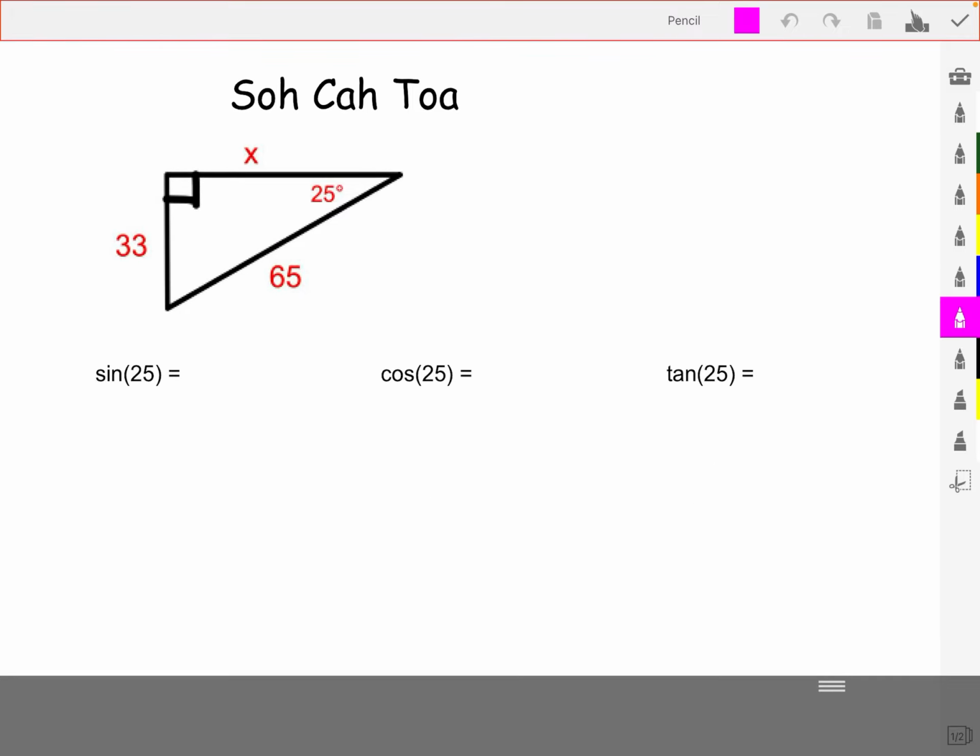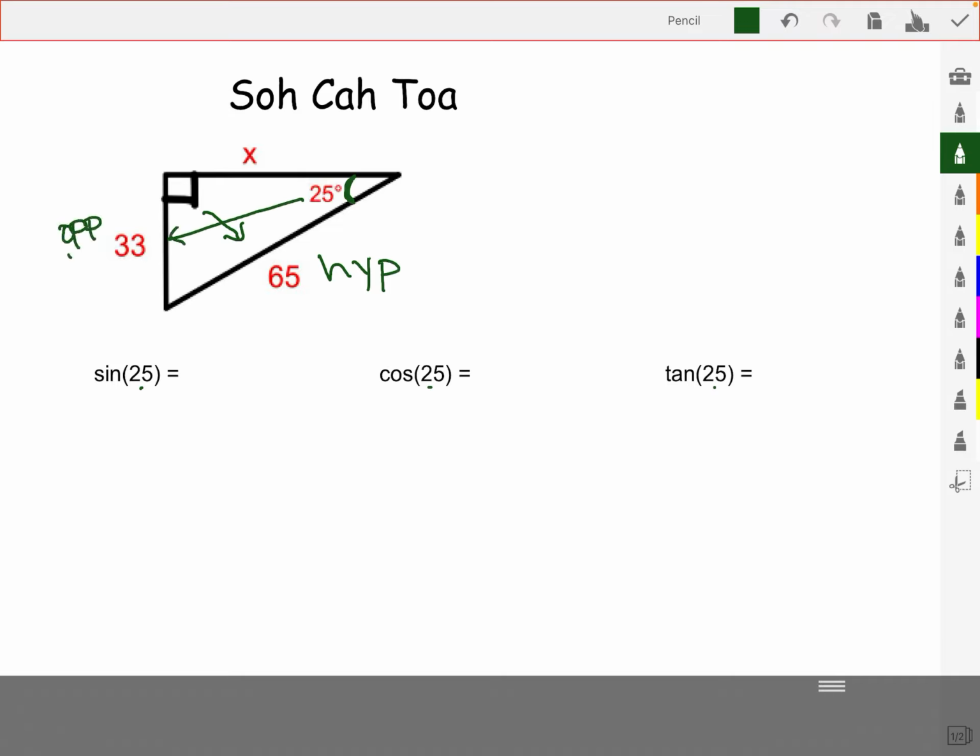Okay, let's do one more. So SOHCAHTOA. This time I'm referencing this 25-degree angle. All of my ratios have sine of 25, cosine of 25, tangent of 25, so all in reference to this angle. My hypotenuse is across from the 90 degrees, it's 65. The side opposite of 25 degrees is 33. And the side adjacent is next to it, which in this case is X.